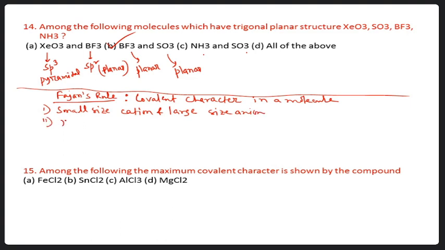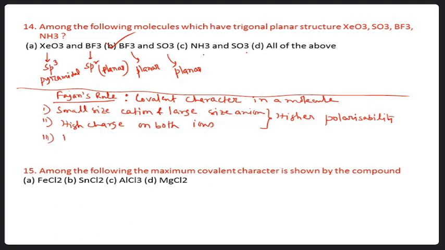Second is high charge on both ions, means cation and anion. That means if we combine these two points, that is higher polarizability. This is the main phenomenon, polarizability. Polarizability, okay.